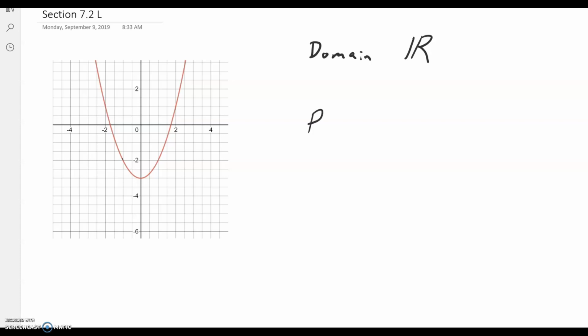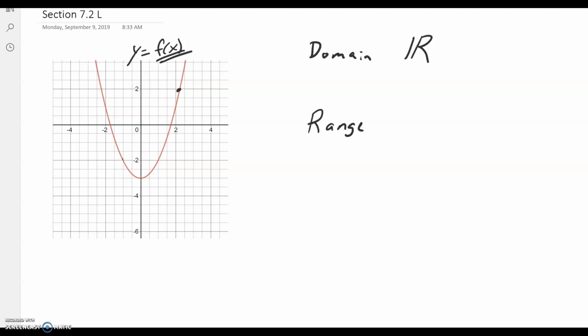Now the range is a little bit harder. The range are the outputs, and we reserve y. We hijack our old y value to represent the outputs of the function. So the outputs of the function are the heights.